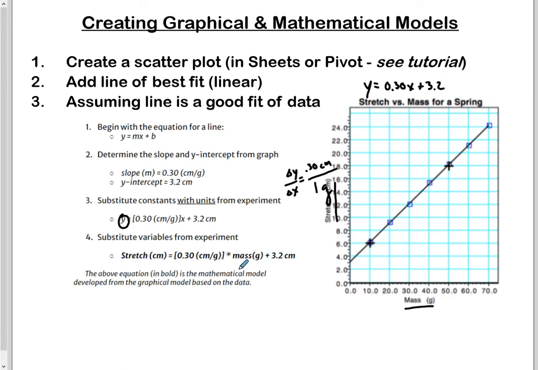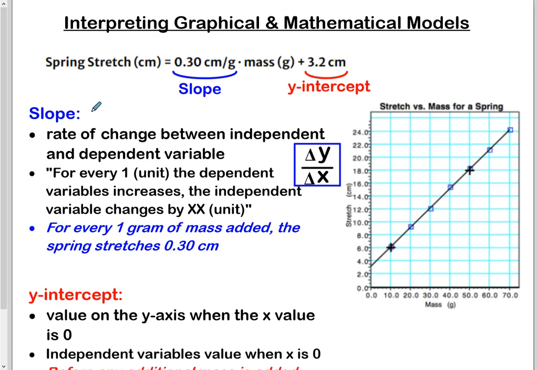Okay, so let's talk a little bit about what that actually means. So interpreting these, here's my equation again. String stretch is equal to 0.30 centimeters per gram times the mass plus 3.2. So we know slope is change in y over change in x. We talked about that. A good way to think about this when you're describing slope, because it's something you're going to have to do, is being able to say for every one x unit, the independent variable, the y variable, the dependent variable, changes by some number. So in this one, since my number was 0.30 centimeters per gram, I would say for every 1 gram of mass added, the spring stretches 0.3 centimeters more.